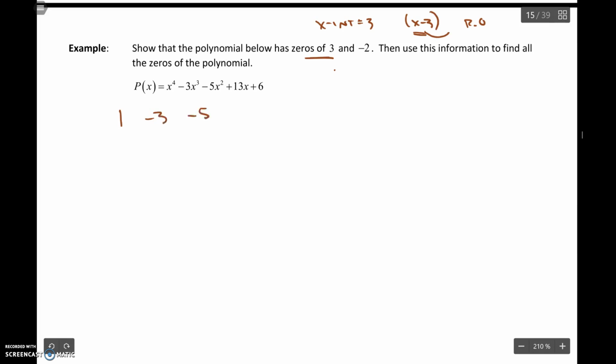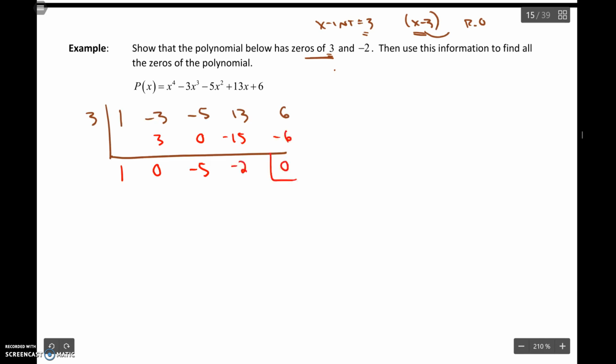Ooh, we've got a quadratic. We've got an x squared term. Let's take out a positive 3. We take out the 0. We take out the x-intercept. It's an x minus 3 factor. Drop down the first number. Multiply, add, multiply, add, multiply. Oops. Multiply, add, multiply, add.